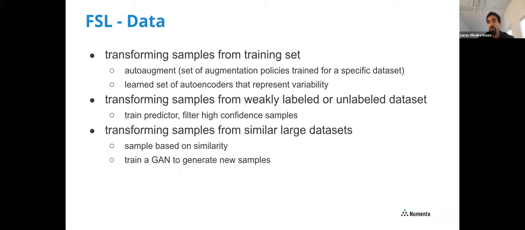You could also learn a set of autoencoders that represent this variability. So you put the sample through these autoencoders and you can generate like 20 different samples which are going to help you learn the problem.